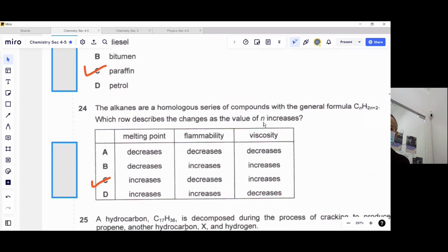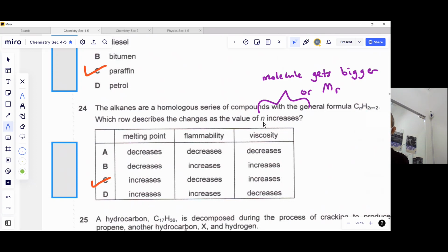And it comes. Let's interpret this question. When they say N increases, what does it mean? It means the molecule becomes bigger, or alternatively, the Mr is increasing. Right, that's the implication of N increasing. So as the molecule becomes bigger, the melting point increases.